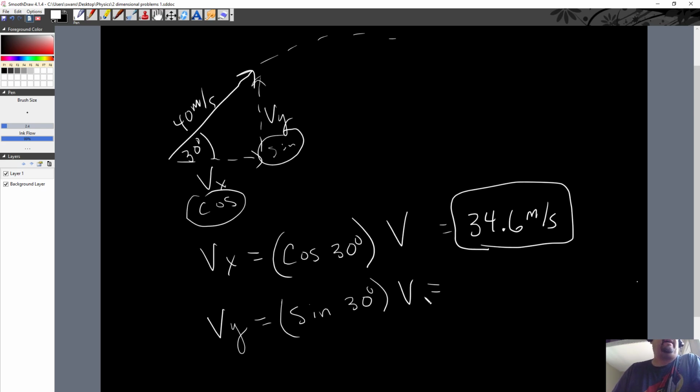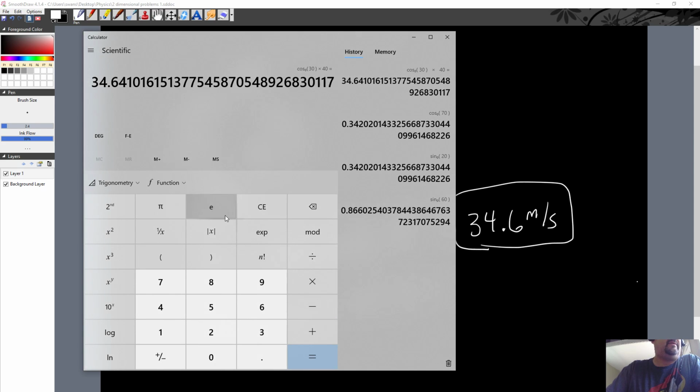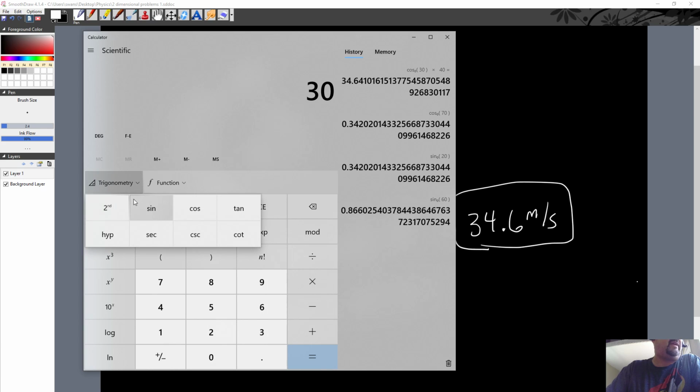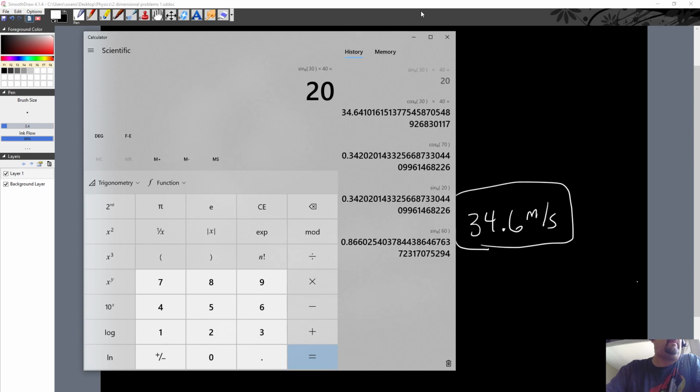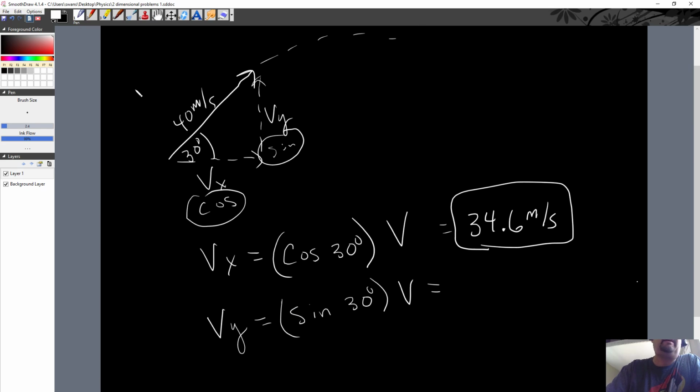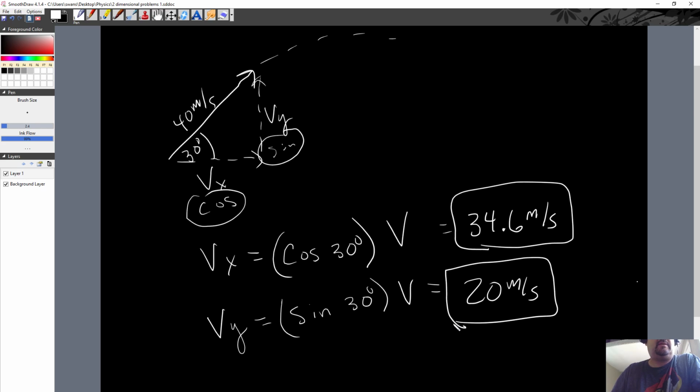And then how fast is it heading up? Let's do that one real quick. Clear. And we're going to do 30 degrees again, but this time we're doing sine because we're finding the y component. Sine happens to be a half, times the 40, because remember we have to multiply by the main V, and it becomes 20 meters per second.